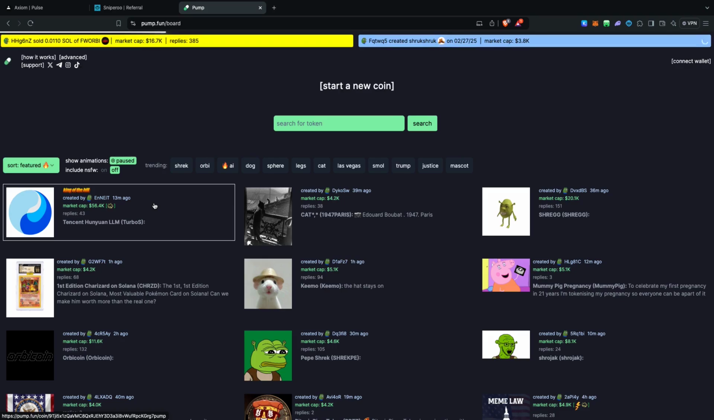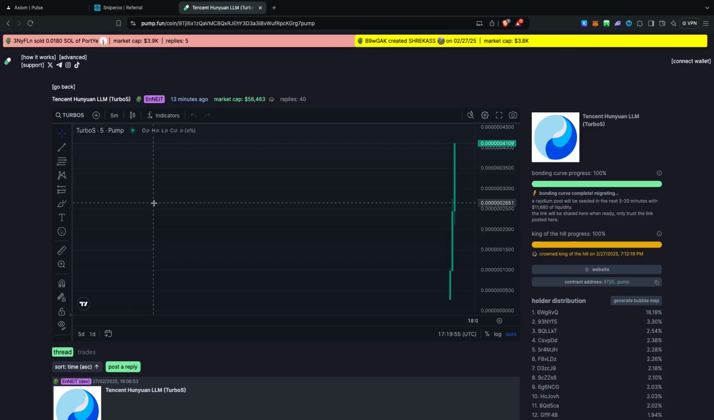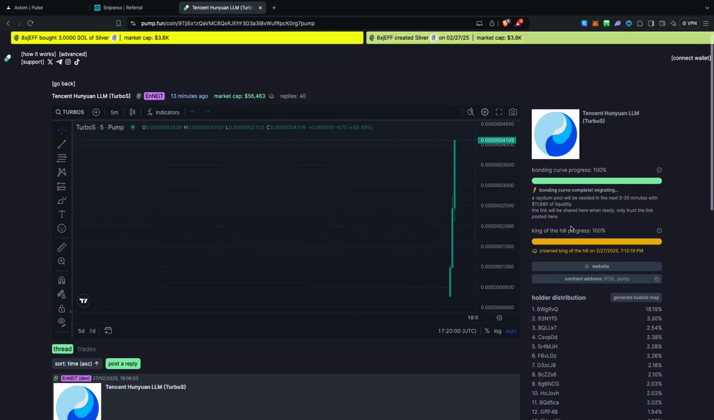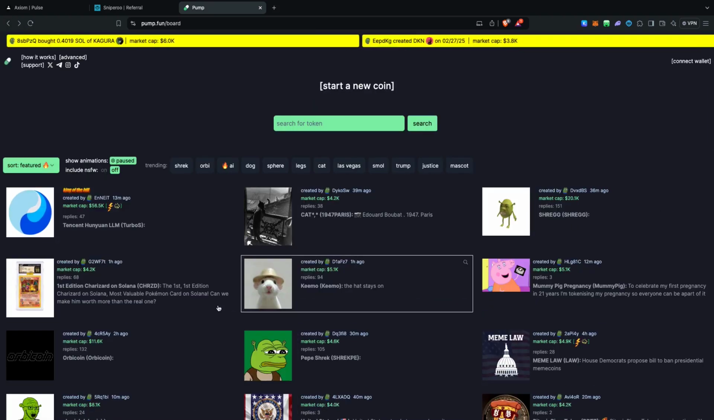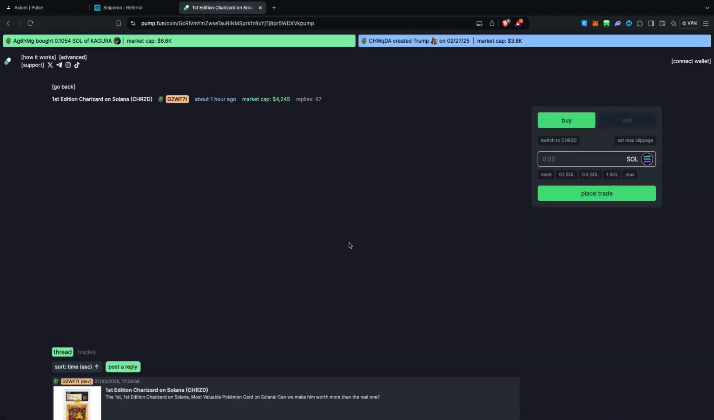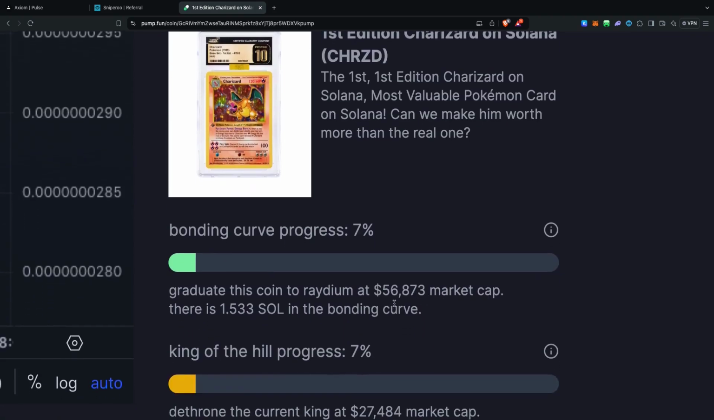What's the market cap before any particular meme coin graduates to Raydium? In this case, it takes around 56,000 US dollars. So this one has already graduated, so let's go back to a non-graduated coin, so that you guys can understand what I'm talking about. As of today, in order for a coin to graduate from Pump Fun to Raydium, it's going to cost around $56,873. So that's roughly around 60,000.